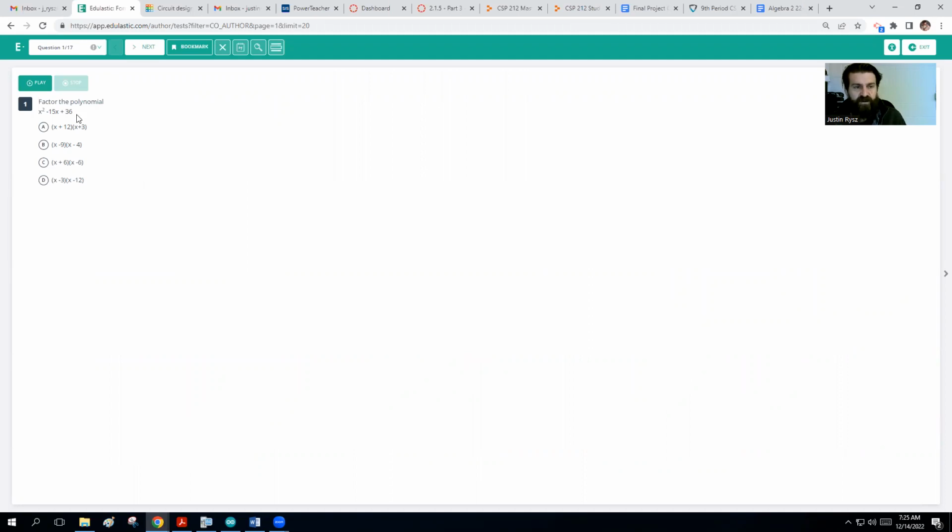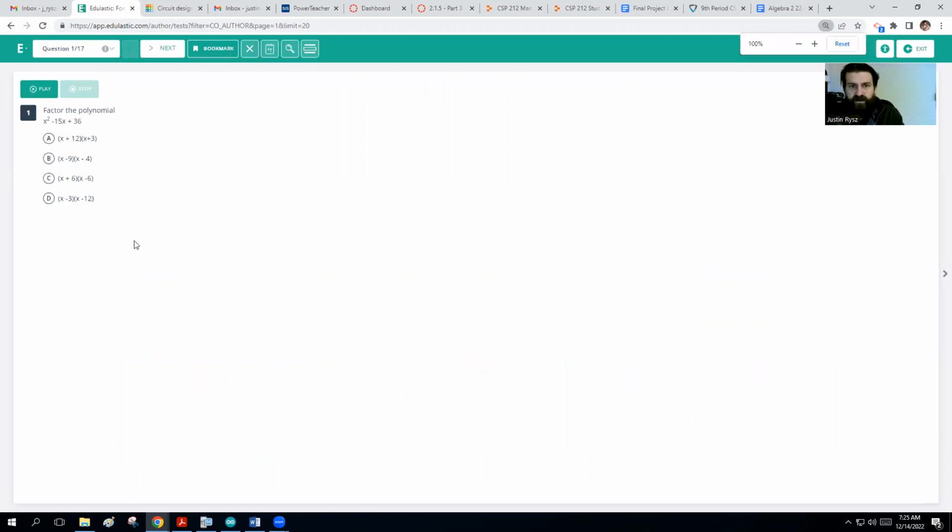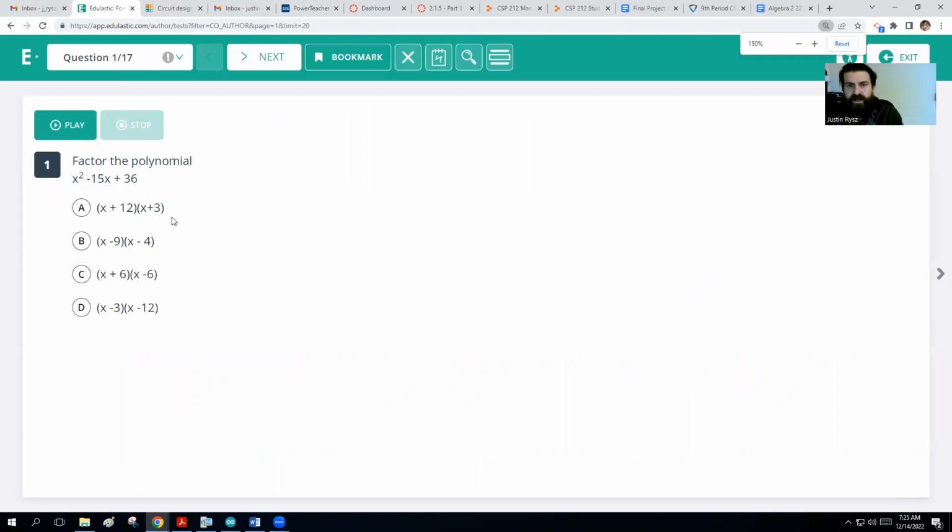So if you got this first problem here that says factor the polynomial, you have unlimited checks on the review. So you can go through and you can be like, all right, what two numbers multiply together to 36, add together to get negative 15. If you think it's A, you can go ahead and click that. And then there is a check, or actually, is there a check here? Should be. But if you get it wrong, you can always go back and see it again.